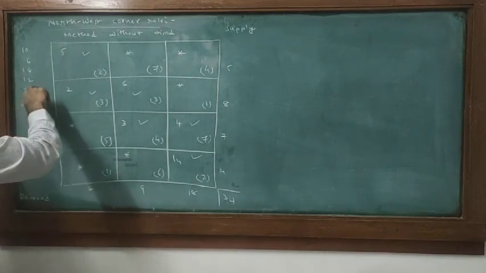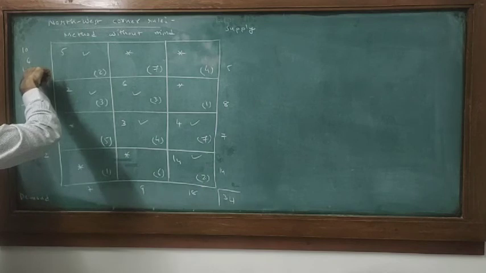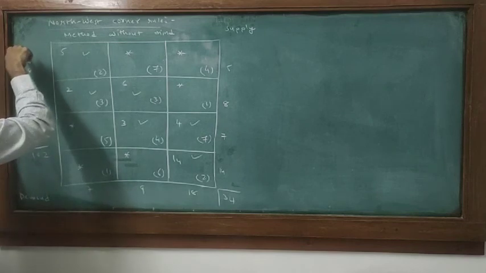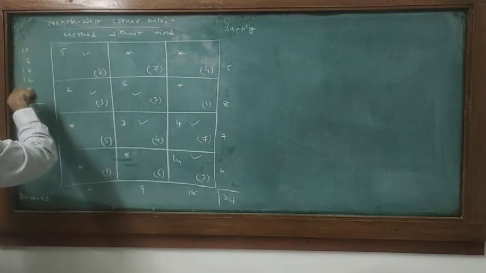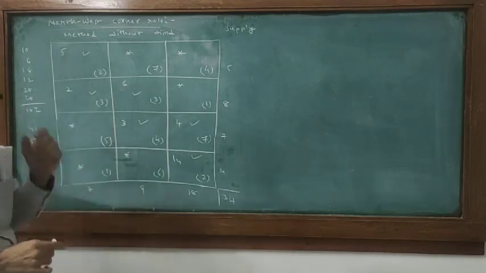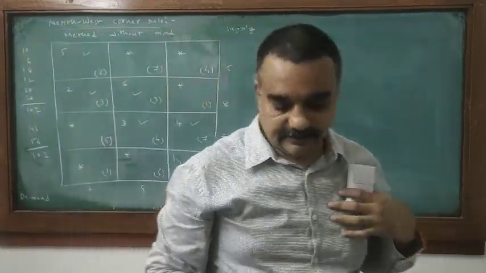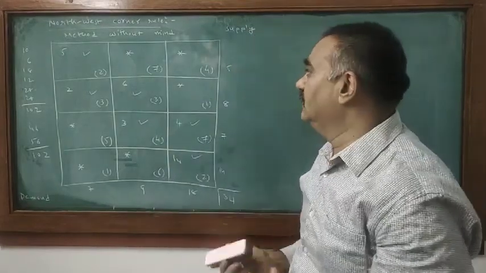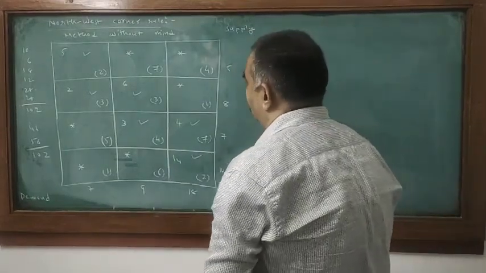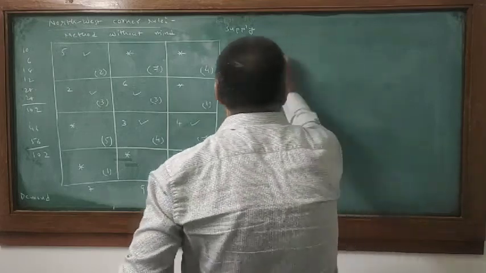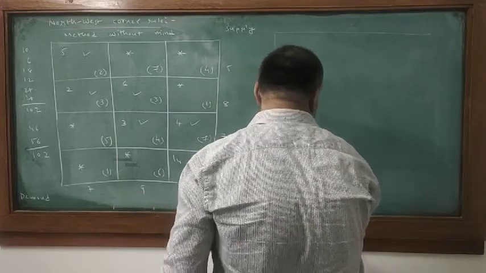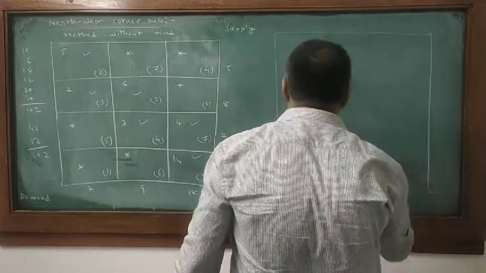Let's do it: 16, 18, 26, 32. Then the second method is what we call the minimum cost entry method. So I am doing the same table again, but with a different method.